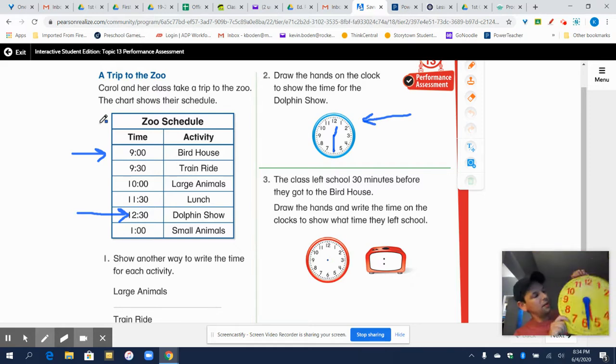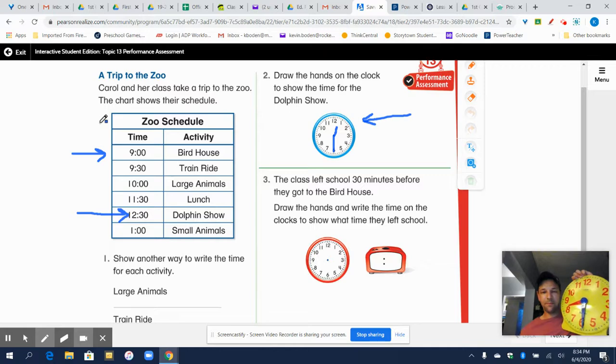So I'm going to get my hour hand on the 9. There goes 9 o'clock. It's about 9 o'clock, right? 9 o'clock. But remember, that's when the show starts. So they're at school still, and they leave school 30 minutes before that. So we're going to go back 30 minutes or 1/2 hour.